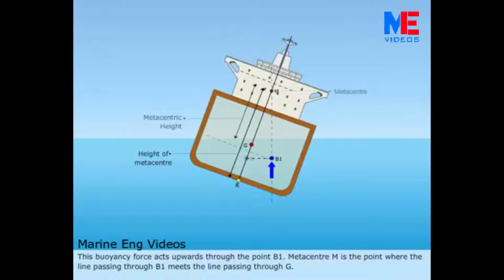Metacenter M is the point where the line passing through B1 meets the line passing through G. Metacentric height is the distance from the center of gravity to the metacenter. The height of metacenter is the distance from the keel to the metacenter.